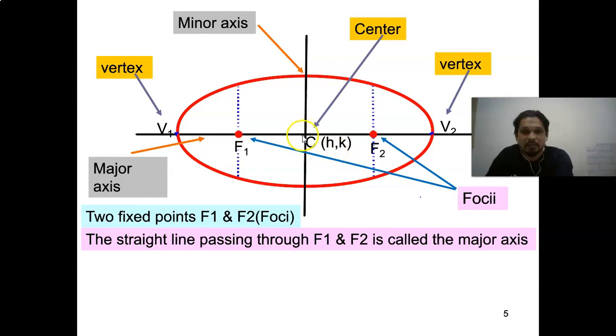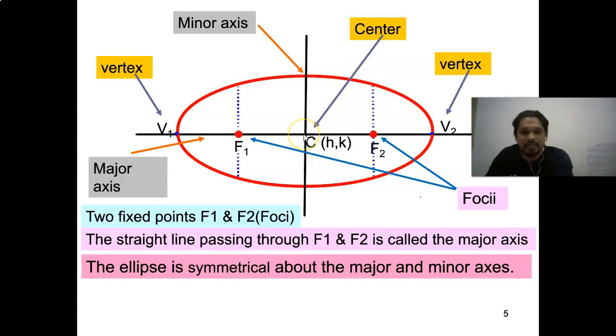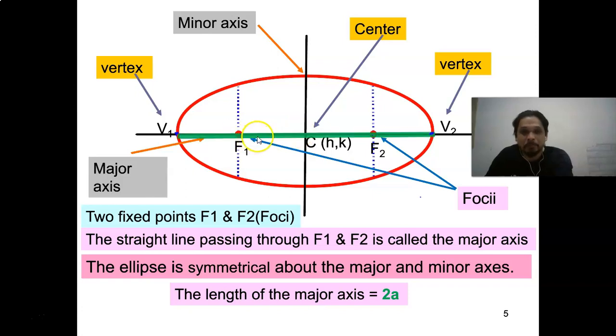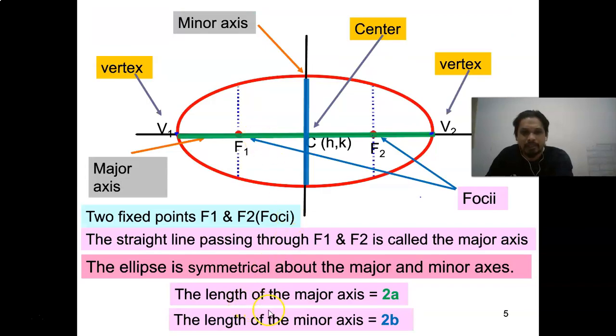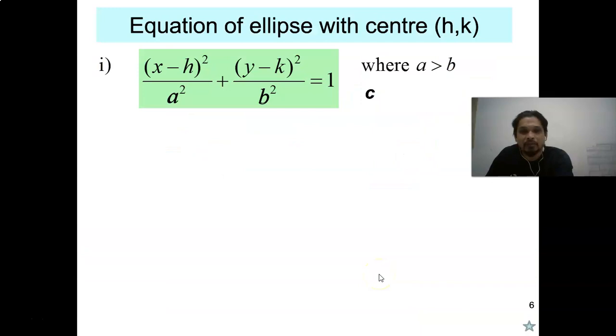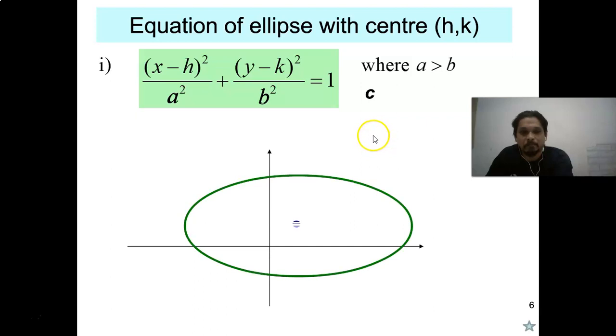And the center of the ellipse is (h, k). The ellipse is symmetrical about the major and minor axes, and the length of the major axis is 2a. The length of the minor axis is 2b, so from here to here we have 2b. So the equation of an ellipse with center (h, k).